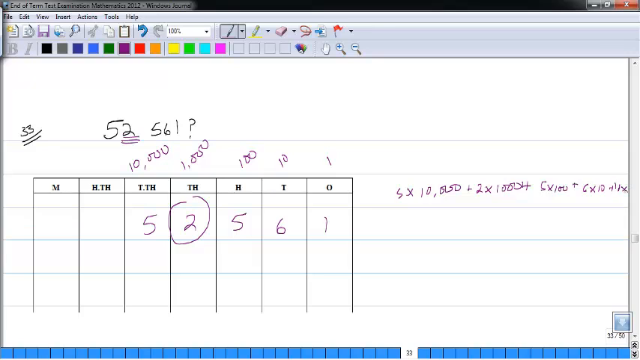Okay, so to get the value we want, we're going to be looking here, which is 2 times 1,000. So our answer is B. Number 33, answer B, 2 times 1,000.